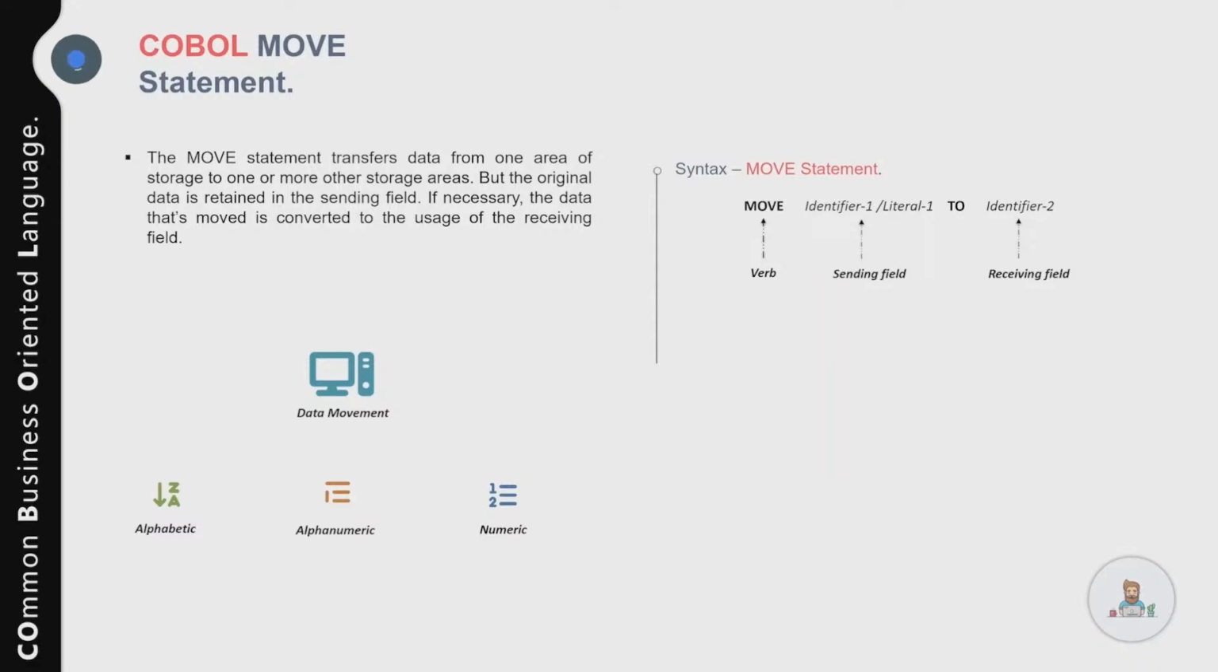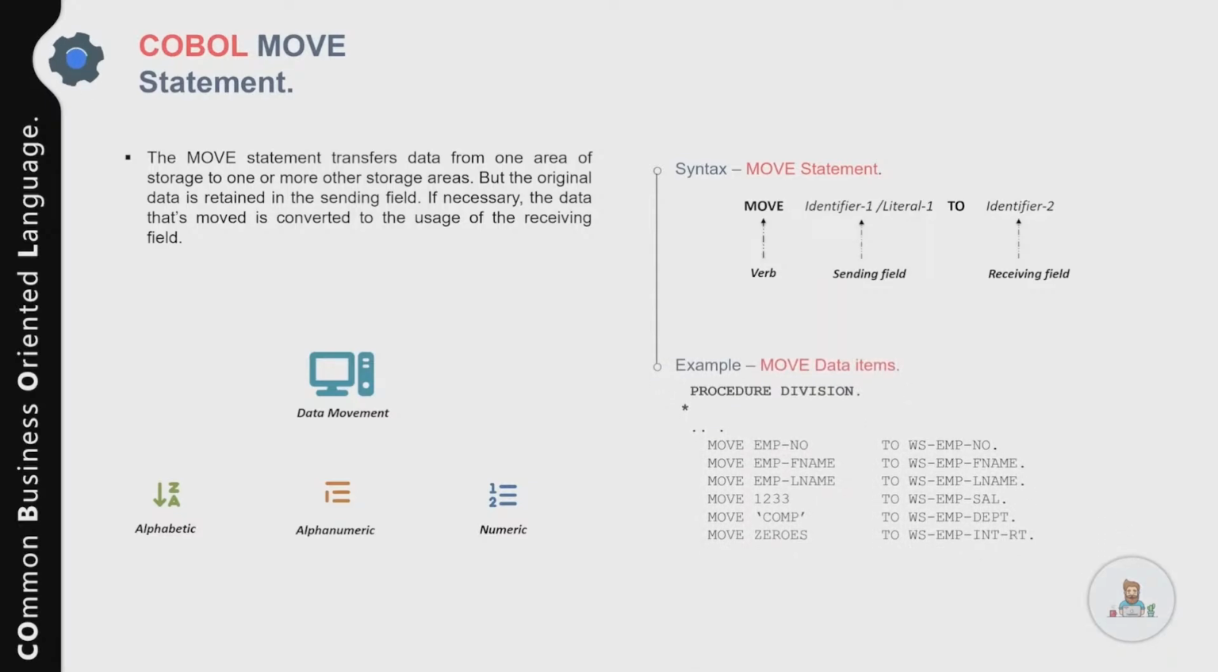Now let's talk about the syntax. The syntax of the move statement begins with the MOVE keyword. After that you have identifier 1 or literal 1, which is the sending field. Thereafter you have the TO keyword followed by identifier 2, which is the receiving field.